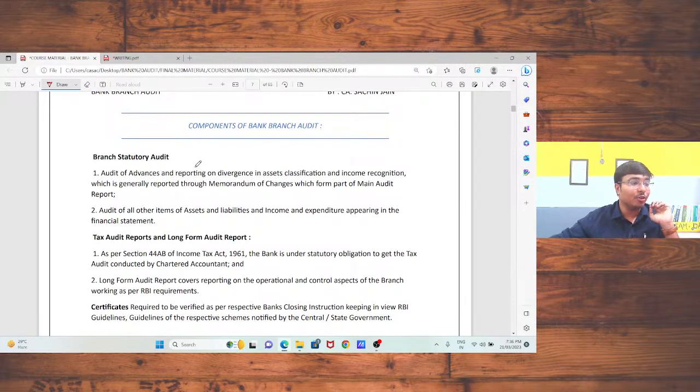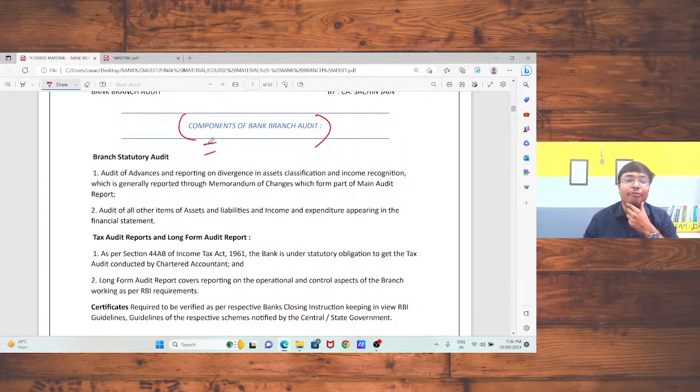Just comment and tell me that everything is okay, so that I can also be assured that everything is okay in this regard, or that you all are getting my points, so that it will be beneficial for you as well as for me, because I am also going for bank branch audit and I need to prepare myself also. Okay, sir.